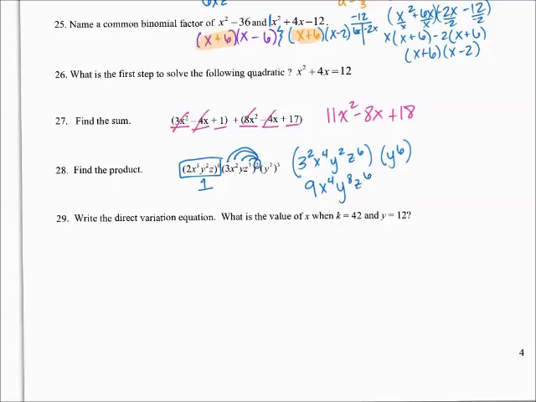And then finally the last one, write the direct variation equation. That's y equals kx. What is the value of x when k is 42 and y is 12? So we know y is 12 equals 42 because that's k. And then we want to know what x is. So divide by 42 to get x by itself. So x equals, if we divide the top and the bottom by 6, 2 over 7.